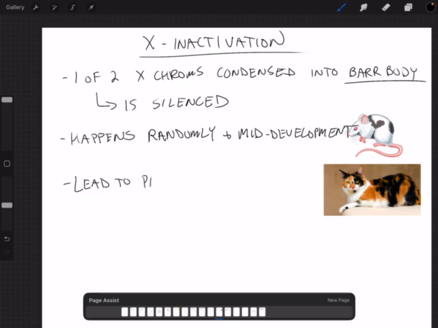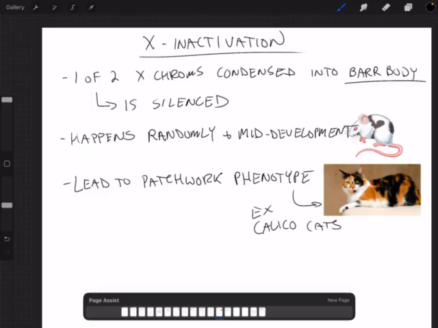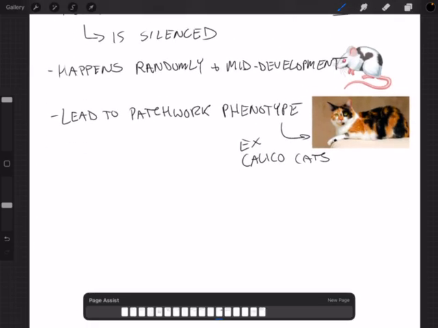to a patchwork phenotype, commonly seen in calico cats. So when you see calico cats or sort of irregular spotting patterns like this, it's often related to random inactivation during mid-development. Let's actually draw that out, which I think will be helpful in illustrating what is happening here.